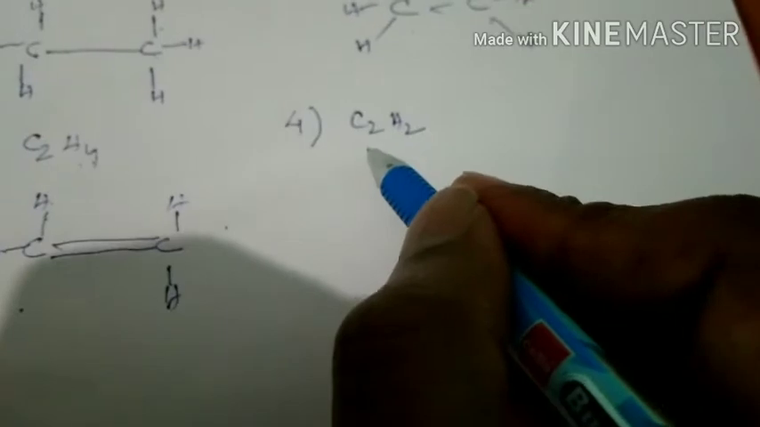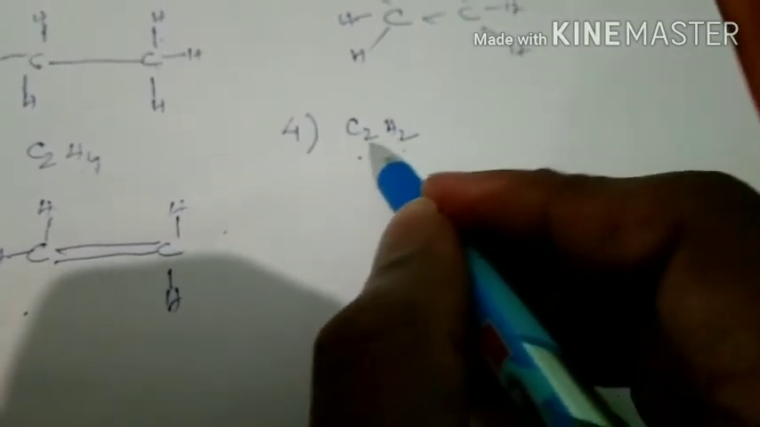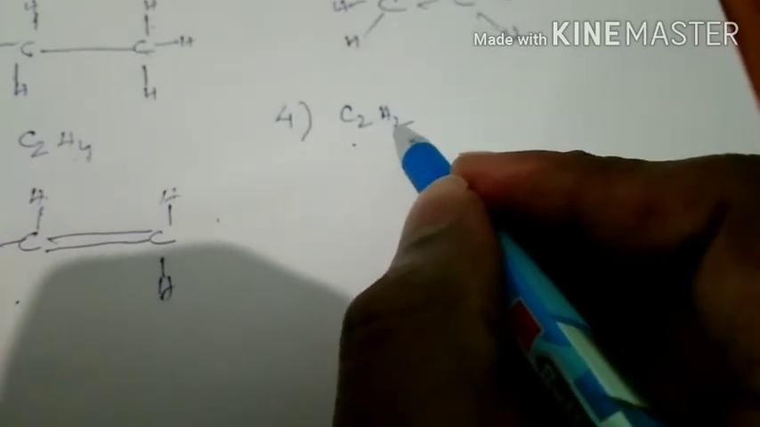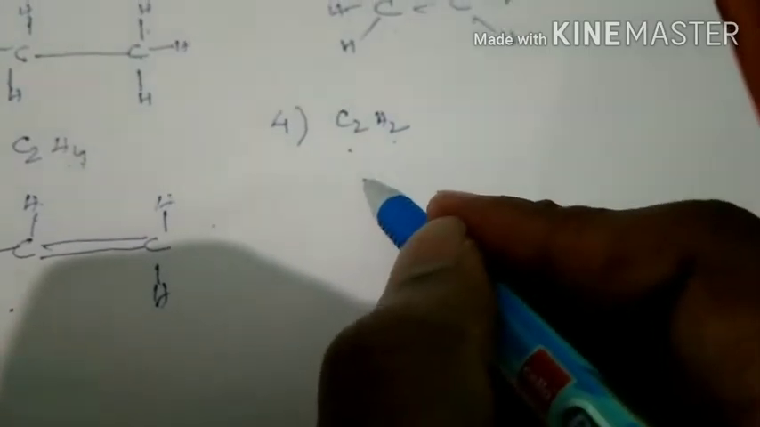First compound is C2H2. In this case, two carbons and two hydrogens are present. This is a carbon compound because in this molecule carbon is present along with the hydrogens. Now, the point is here.